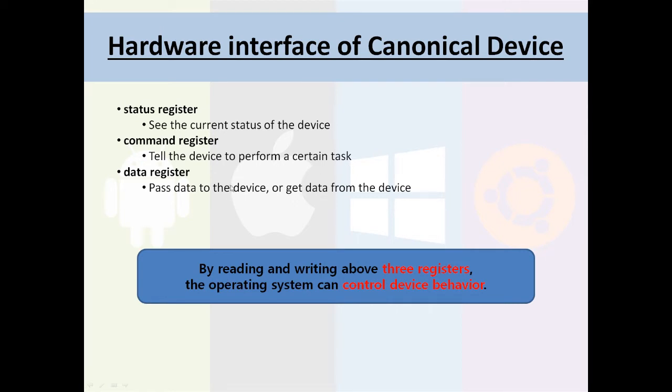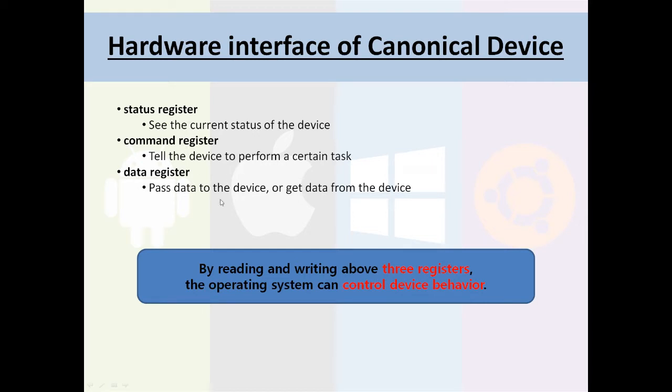And lastly, the data register, and this is where we pass information directly to the device or get information from the device. So in a keyboard example, if you press a key, you'd store that key's information in the data register so that maybe a word processor could then interact with the data register to get that key value and then print it to the screen. And that's basically what the data register is for.